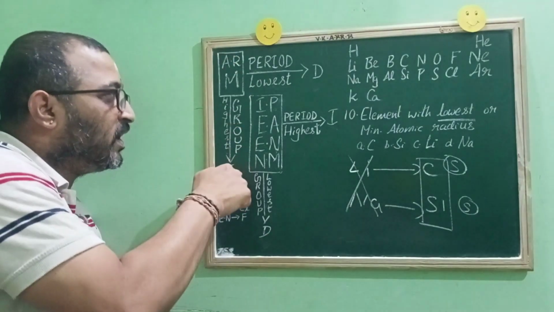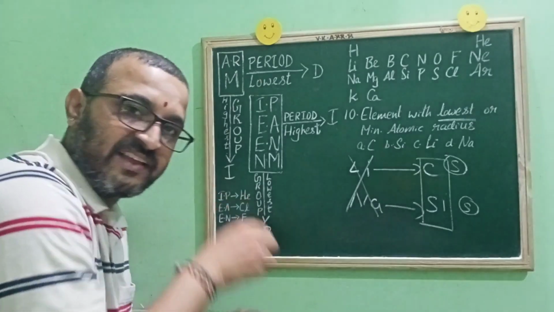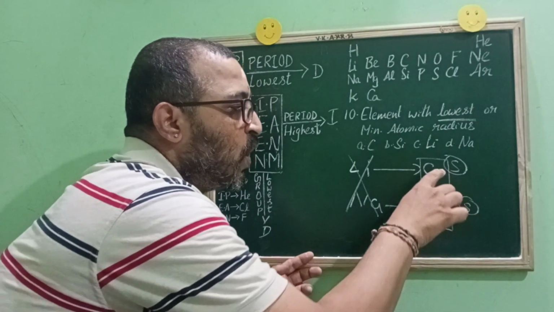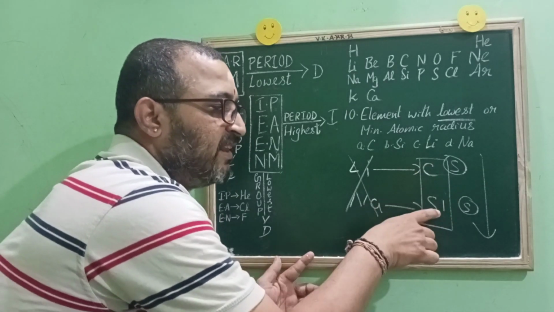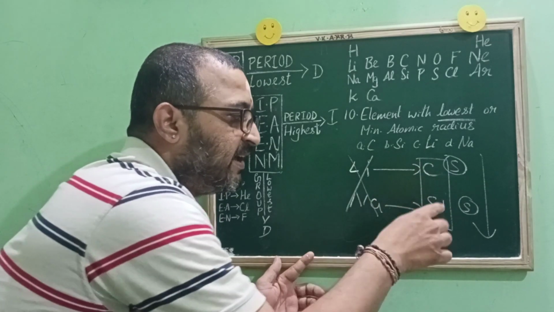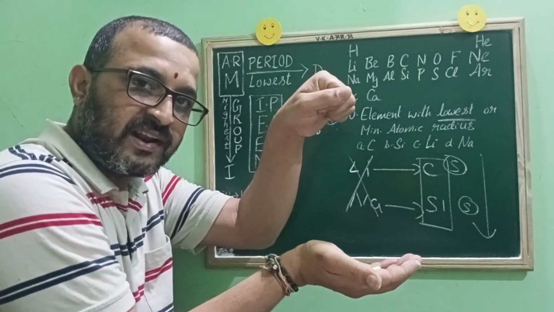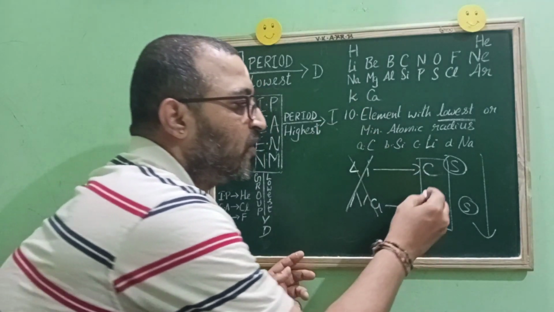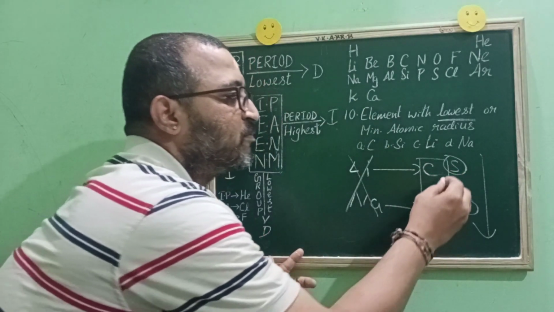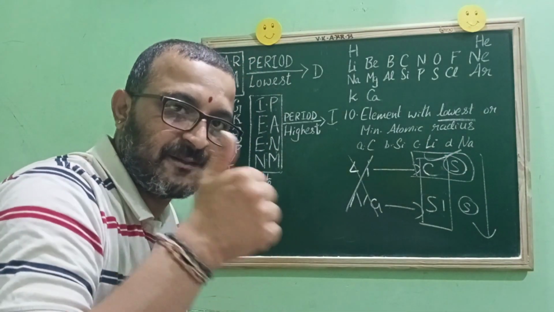So when you go down the group, the atomic radius is going to what children? Increase. That is, when you go down the group, carbon will come first and silicon comes later. That is, the size of the silicon is what children? Big when compared to carbon. So the one with smallest atomic radius will be carbon.